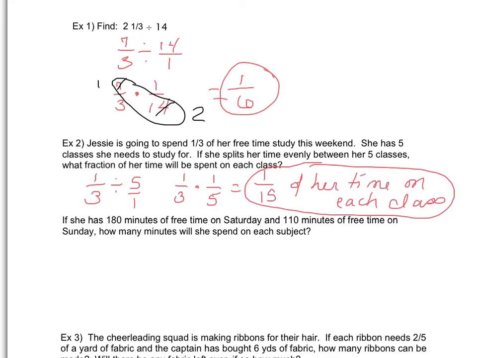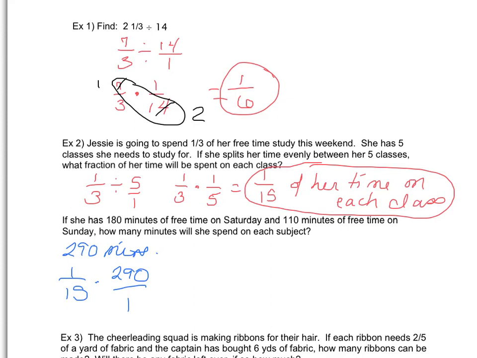The second part of this problem says if she has 180 minutes of free time on Saturday and 110 minutes of free time on Sunday, how many minutes will she spend on each subject? So now I'm going to take my answer here and do 1/15 of her total number of minutes. Well, 180 plus 110 is 290 minutes total. So she's going to spend on each class 1/15 of, so multiply that 290, or that 290 over 1.